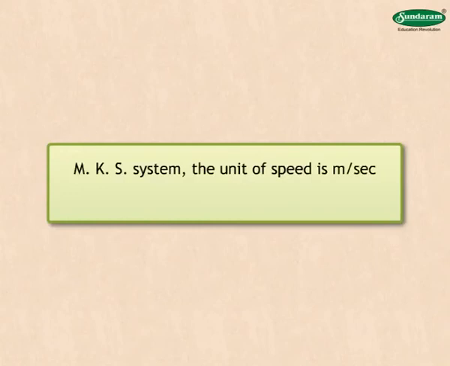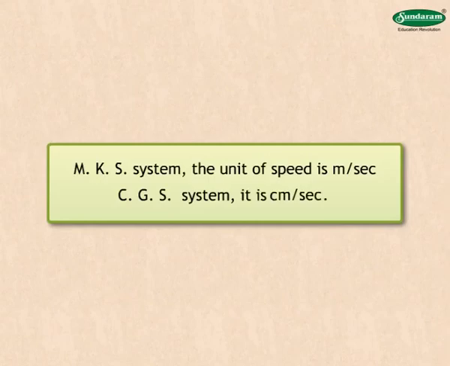In the MKS system, the unit of speed is meters per second, while in the CGS system, it is centimeter per second.